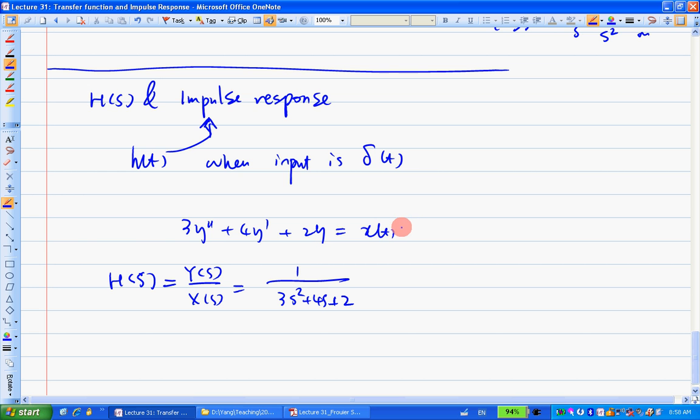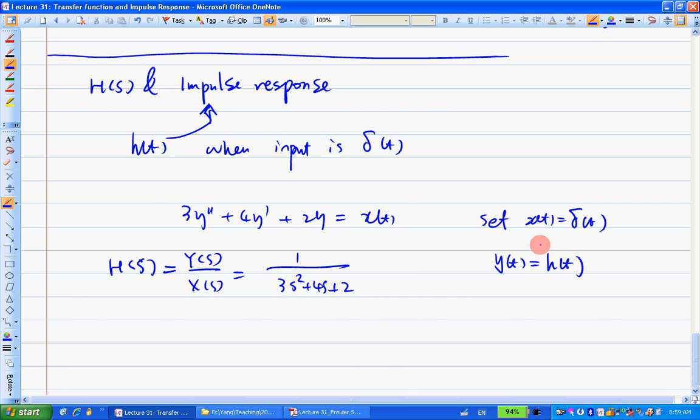Here's the system. When you put in x(t), the corresponding output is y(t). Now if I ask how you obtain h(t), the impulse response, what do you do? You change this x(t) to delta(t). So you set x(t) to delta(t), then this y(t) becomes h(t). The solution becomes this h(t). That's the idea here.